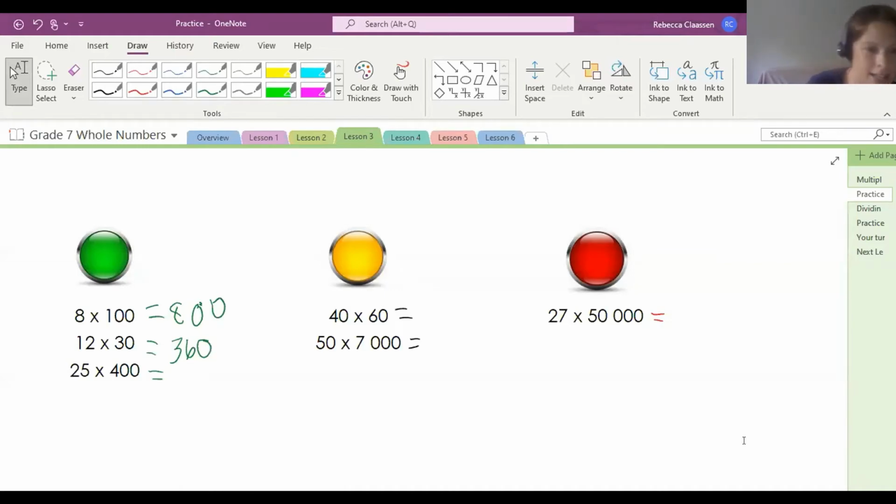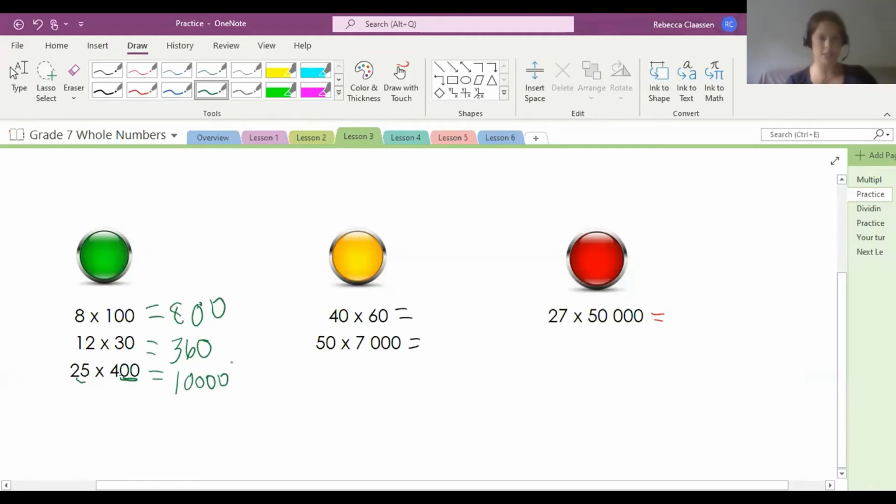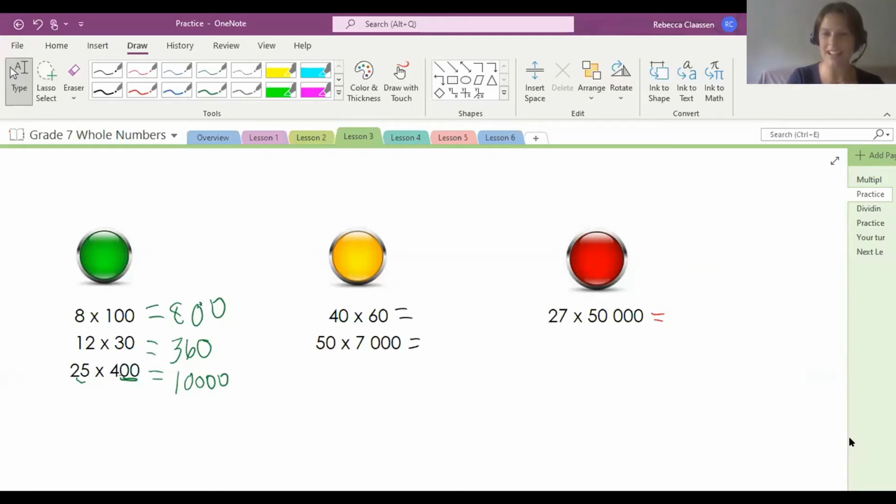You say 25 times 400 gives you 10,000. Good, so 25 times 4 gives me 100. And then I need to put my 2 zeros on the end. And I end up with 10,000. Right, who managed to get all 3 of those correct? Hands up if you got them all correct. Let's see who got them all 3 correct. Awesome. Oh, guys, I'm so proud of you. This is amazing. And this is a new skill for some of you, which is brilliant.